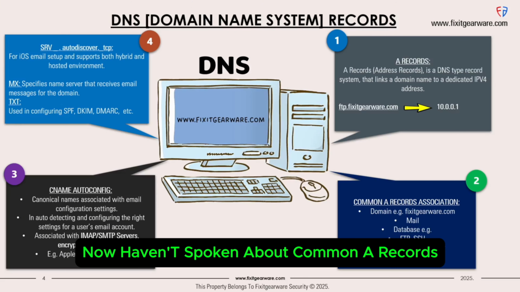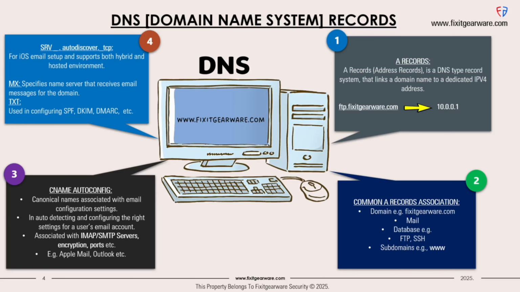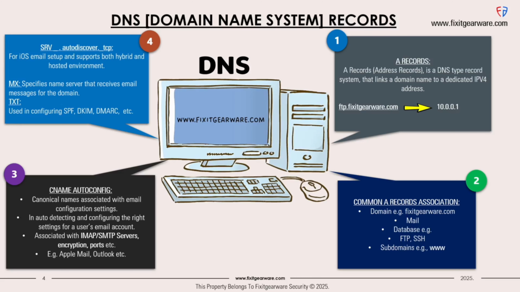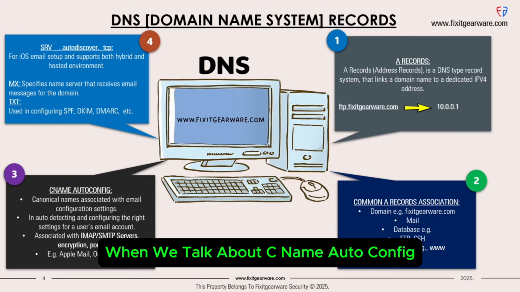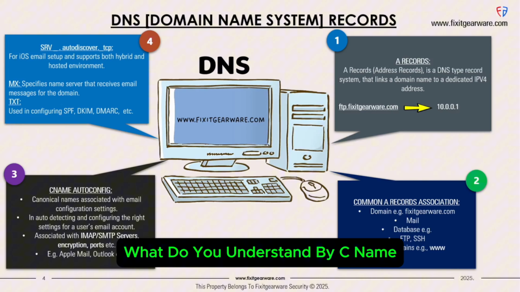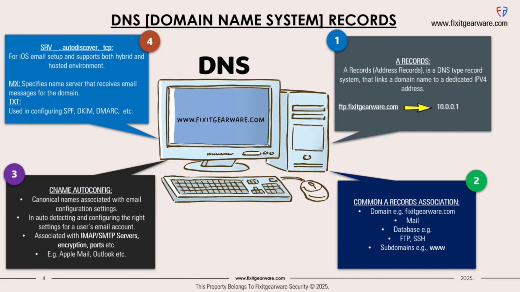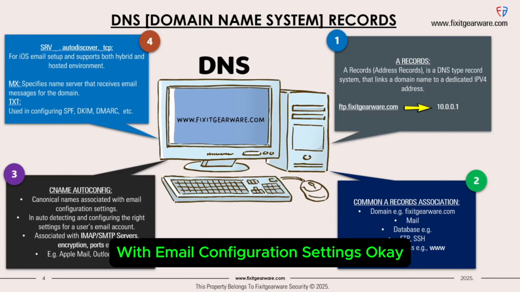Now, having spoken about common area codes, let's talk about CNAME autoconfig. When we talk about CNAME autoconfig, what do you understand by CNAME? So basically, CNAMEs are known as canonical names, and they are associated with email configuration settings.